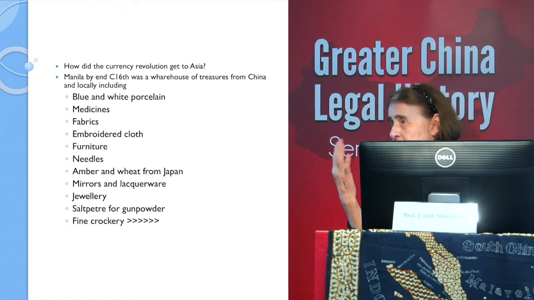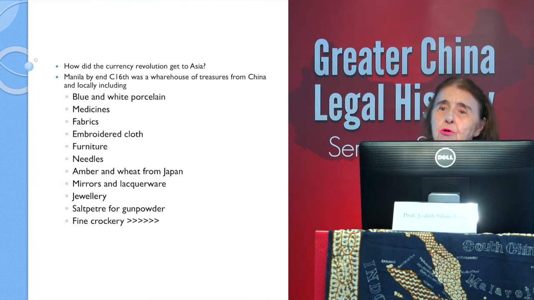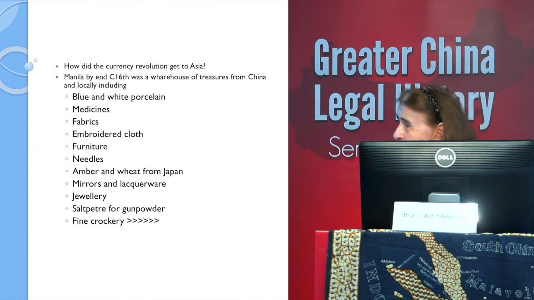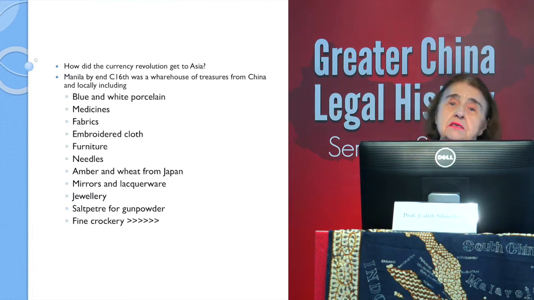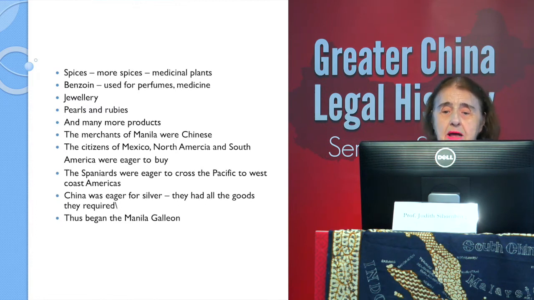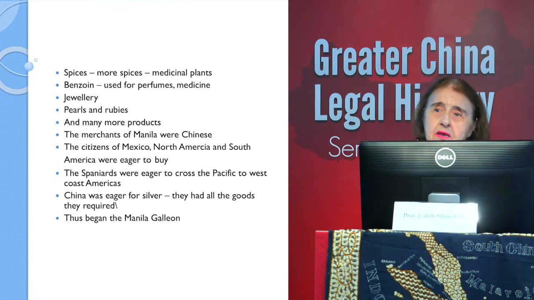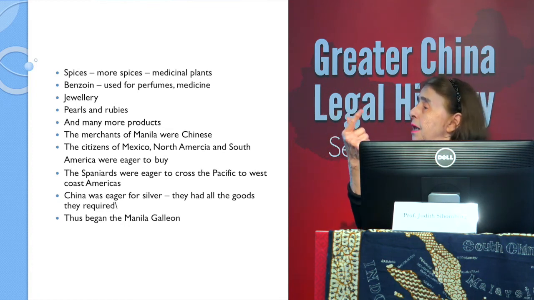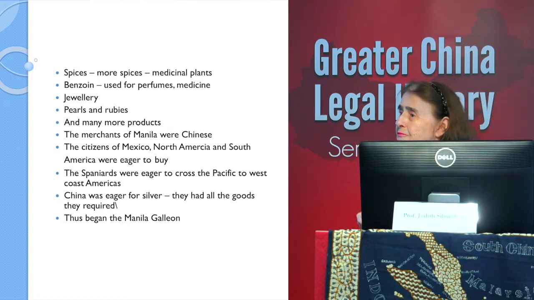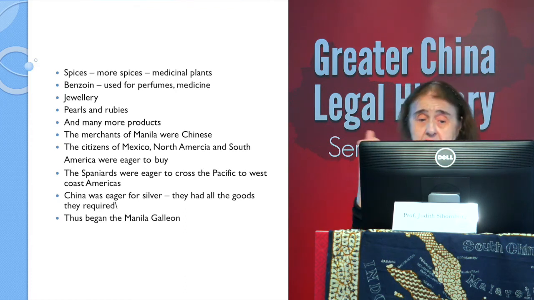Mirrors and lacquerware, this starting with the pottery. Jewellery, saltpeter, coming from the north for gunpowder. Shoot 'em up, no need to throw spears. Fine crockery for wealthy people. Spices, more spices, medicinal plants. Benzoin, which is a substance used in medicine and in perfume. You don't kill the whale, you use benzoin. Jewellery, pearls coming across from India. Where were the rubies coming from? Burma, Sri Lanka, and parts of Thailand.